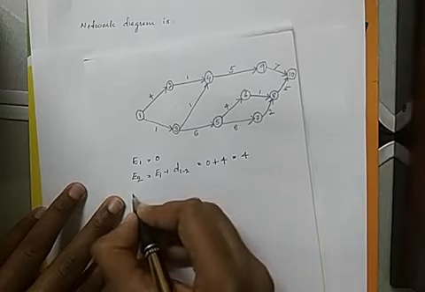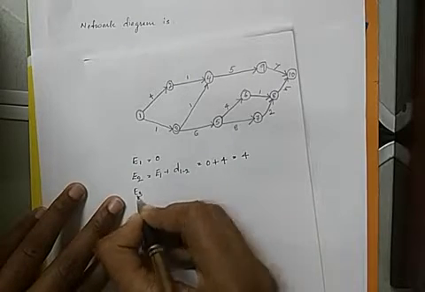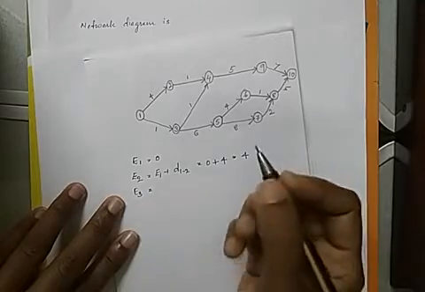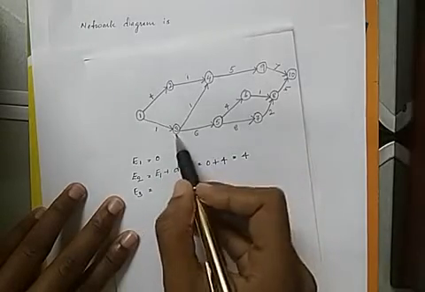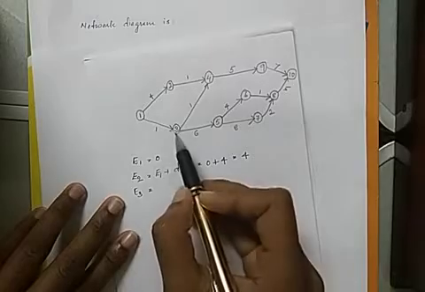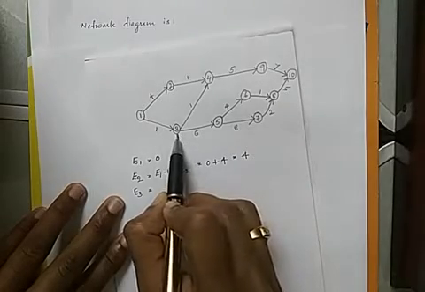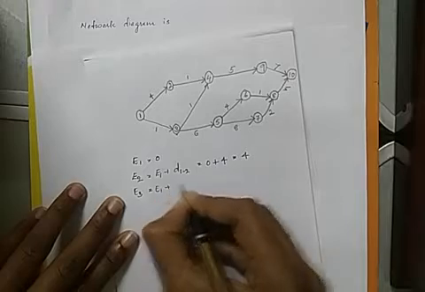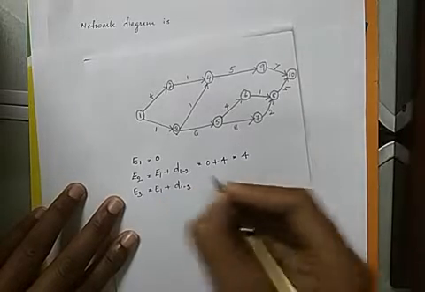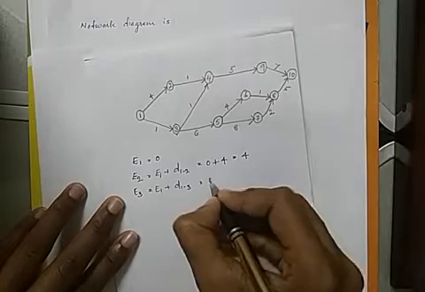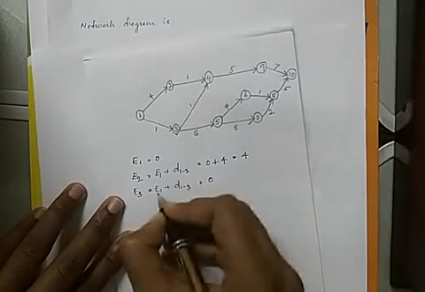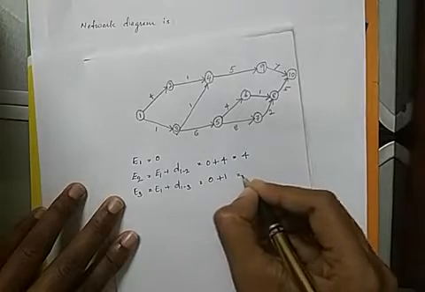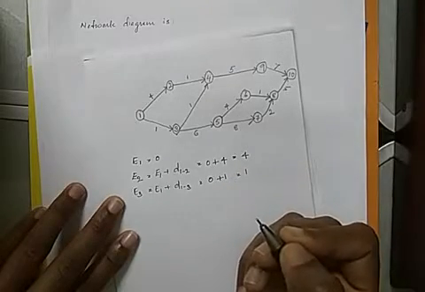Now let's find the earliest time for event 3, E3. How do we find E3? Since the previous event for 3 is 1, we have to add E1 plus the duration for the activity 1, 3. By substituting the values, E1 is 0 and the duration for 1, 3 is 1. So E3 will be 1.